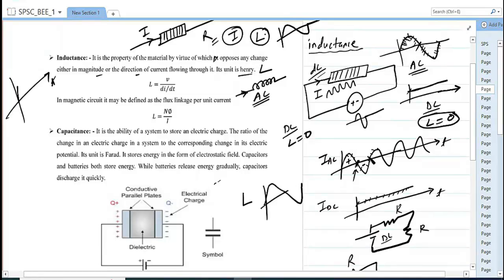If there is a change in the magnitude and direction of the current flowing through it, it will oppose. Simple, it will oppose. And for AC supply, both magnitude as well as direction are changing at regular intervals, so the inductance property comes into the picture for AC supply.